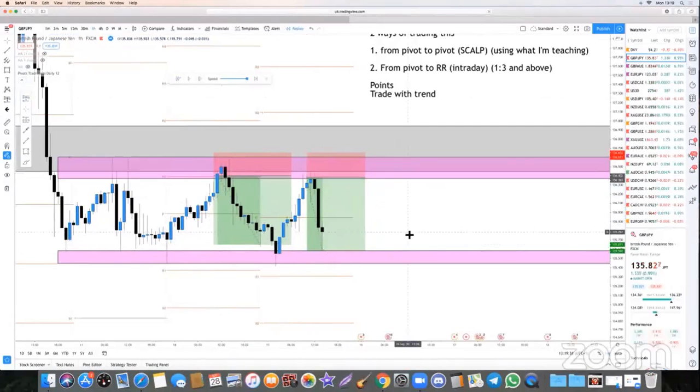So same thing. This is the point, guys. If you want to scalp, I'm going to say it one more time: go from pivot to pivot on the H4, using the daily pivots, which I've already put on the chart for you. If you don't understand this, you're going to have to go back and rewatch. But if you want to do intraday, you go for a 3 to 1 risk to reward ratio or above. I like 3 to 1 intraday on this strategy.